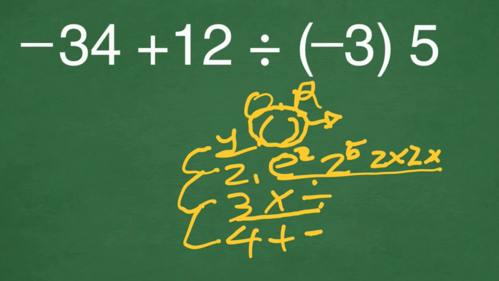So this rule is actually the basic and the final code of math. You have to follow this rule in order to solve different math expressions correctly. So here is the order.